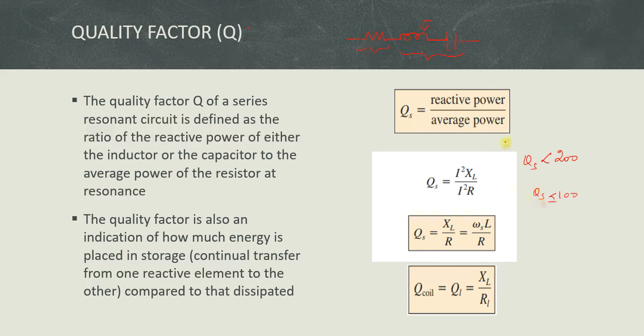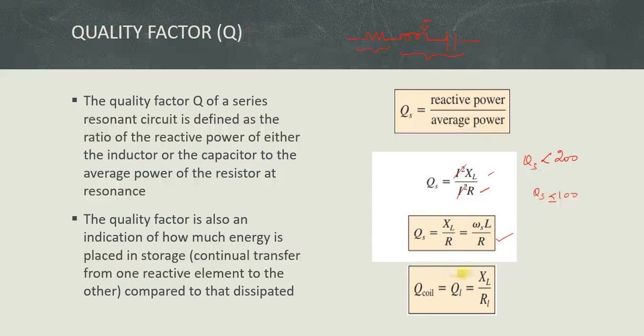Here the reactive power is taken as I square into XL, and the average power dissipated across the resistance is taken as I square R. So you just cancel I square, and XL is replaced by omega s into L divided by R. So this is the quality factor.